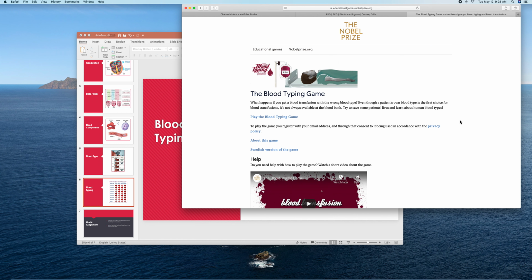The other scenario is, say you have B positive blood, but maybe the blood bank doesn't have B positive blood. So you'll have to figure out what other types of blood can be given to that individual and not cause a bad reaction. So I really like that one.